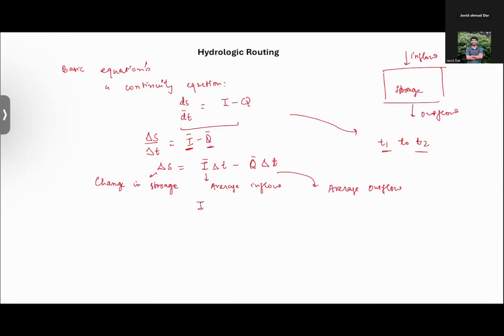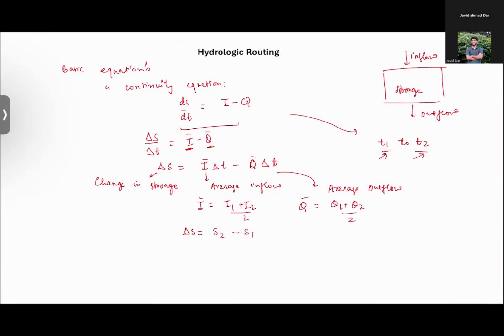Now, I bar can be written in short as I1 plus I2 divided by 2, where I1 and I2 are the inflow at time T1 and T2. Similarly, Q bar can be written as Q1 plus Q2 divided by 2, where Q1 and Q2 are the discharge at time T1 and T2. So delta S is the change in storage, which is S2 minus S1.